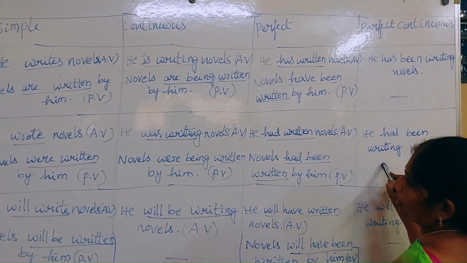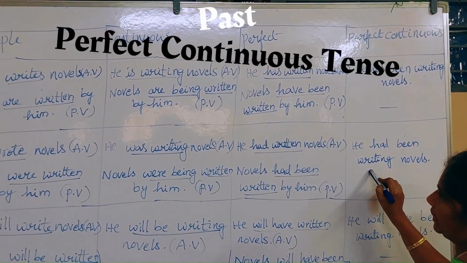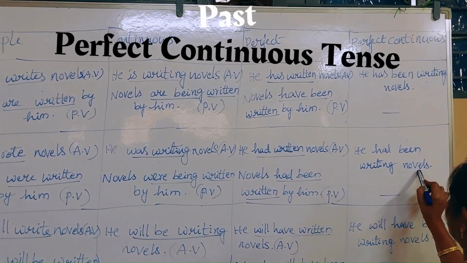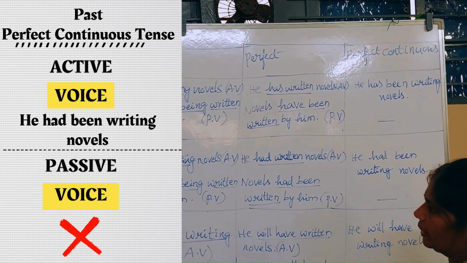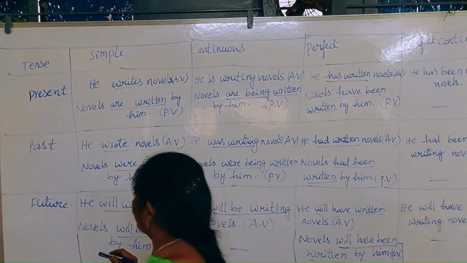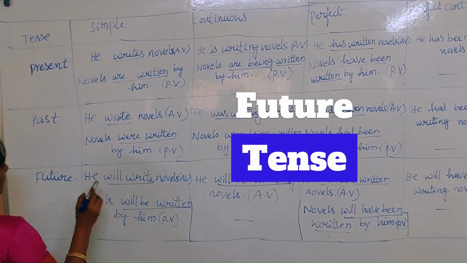And then coming to fourth form of past tense is past perfect continuous tense. He had been writing novels, and for this tense also there is no passive form in voice. And the next, coming to future tense, there are 4 forms again.